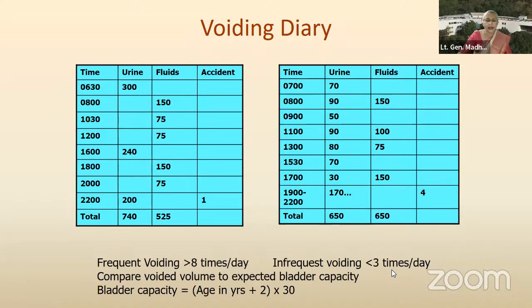And most important again is this requirement to look at more than 8 times a day or less than 3 times a day, and compare the voided volume, that is the maximum voided volume, to the expected bladder capacity. And we use the simple formula, age in years plus 2, into 30, beyond infancy. So for a 5-year-old child, you do 5 plus 2, 7, 7 into 30, and we would expect 210 mL as the capacity. And there's no reason the child needs to pass urine at less than 50 to 75% of its filling. So if it's passing 30, 40 mL each time, obviously it is a small frequent void.